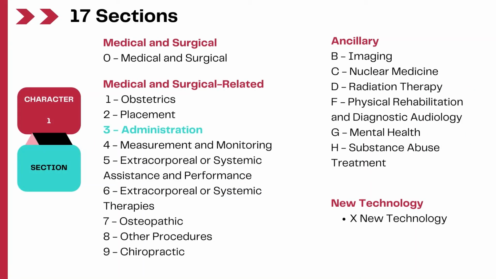And these are the 17 sections in PCS, and today we are talking about the administration section value. And remember, multiple codes can be reported from different sections of the PCS based on the combinations of procedures performed.